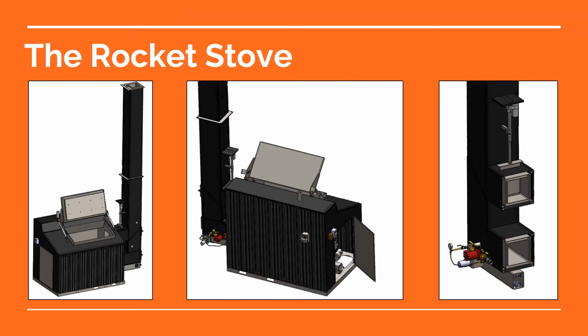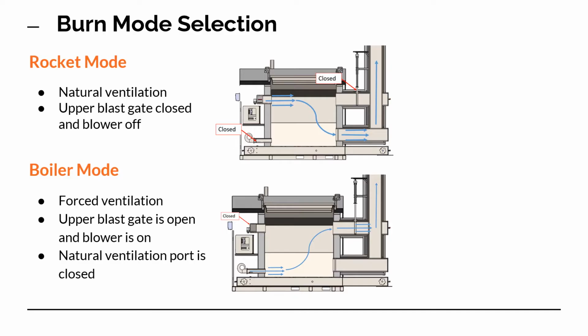Here are some renderings of the machine that we developed, most notably being the dual exhaust system and large 20-foot tall stack. Where our team spent the most amount of time was designing the rocket mode and boiler mode. Boiler mode is a forced oxygen technique where when logs are burning, we force oxygen into the system.